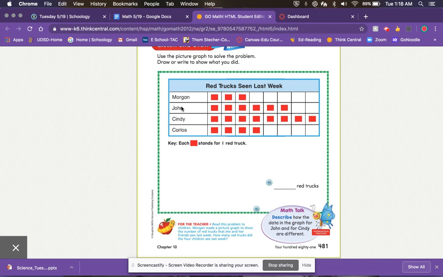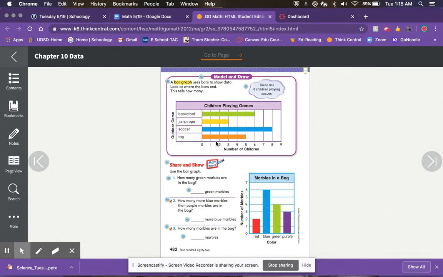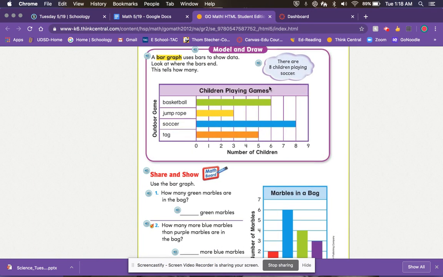Well, we have Morgan, John, Cindy, and Carlos. That's 4 kids. So if you want to find how many the 4 children all saw, think about what you would have to do. Then the math talk says, describe how the data in the graph for John and for Cindy are different. John and Cindy are different because, okay, I think you can kind of see that there.